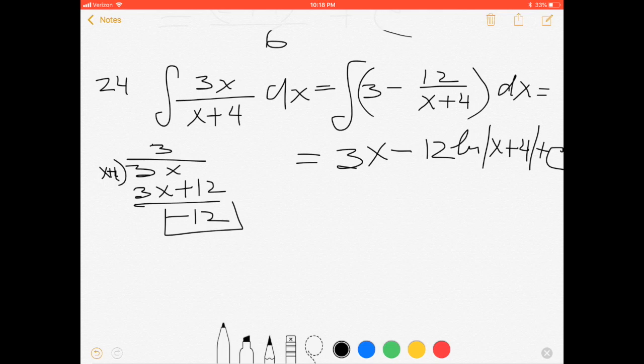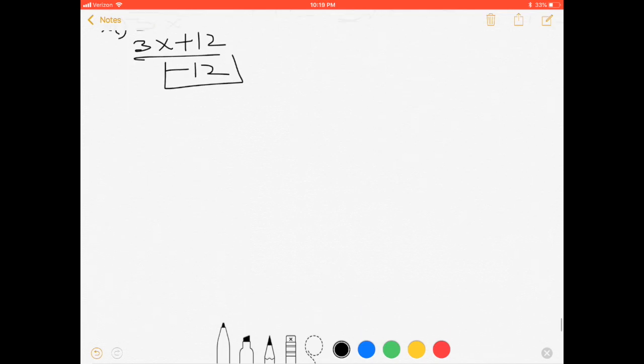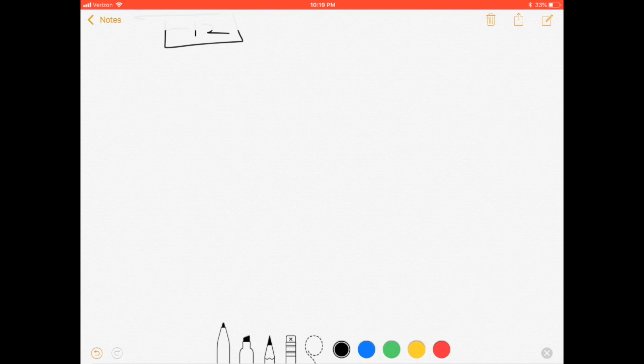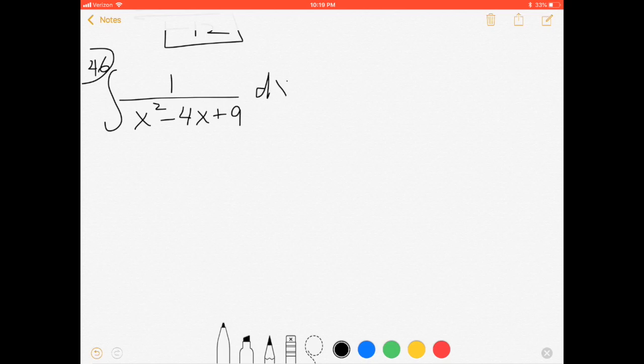Okay, I found three more examples, and they are more interesting and a little bit more difficult. This is question 46: integral of 1 over x squared minus 4x plus 9 dx. The numerator here is only the constant 1. This means we cannot do anything except find a whole square here.